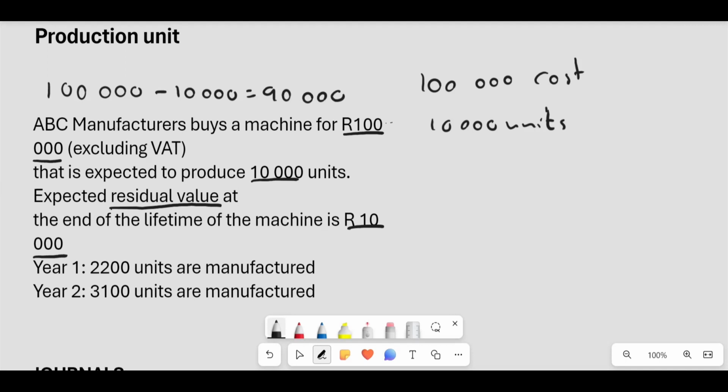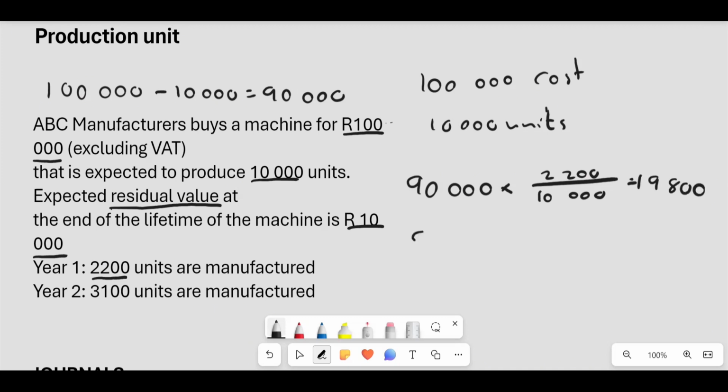So therefore you take your 90,000, and then after you get your 90,000, you multiply with the units produced relative to the total useful units that can be produced from this machine. Let's say in year one, 2,200 units were manufactured. So this will give you the depreciation for year one. You can all take out your calculators: 2,200 divided by 10,000, multiplied by 90,000, which gives you an amount of 19,800. So this is year one.